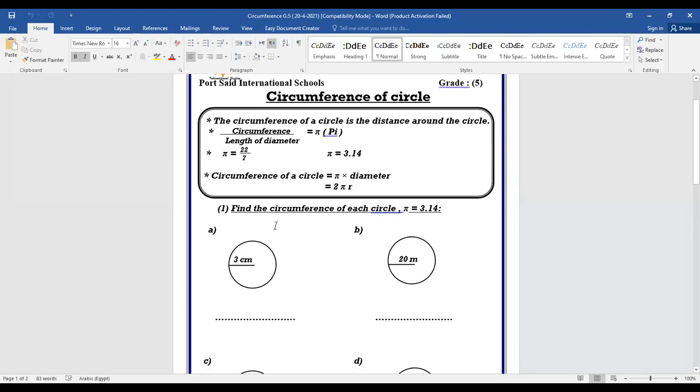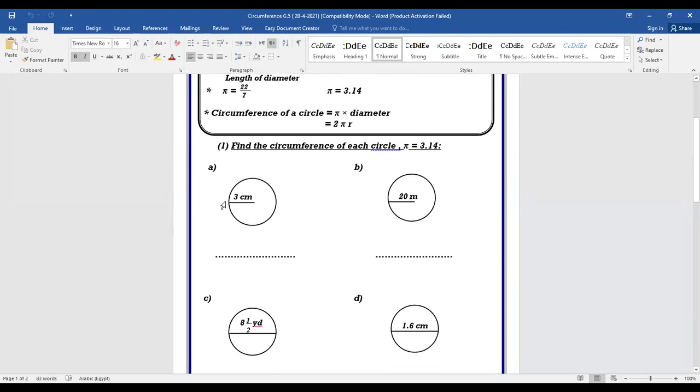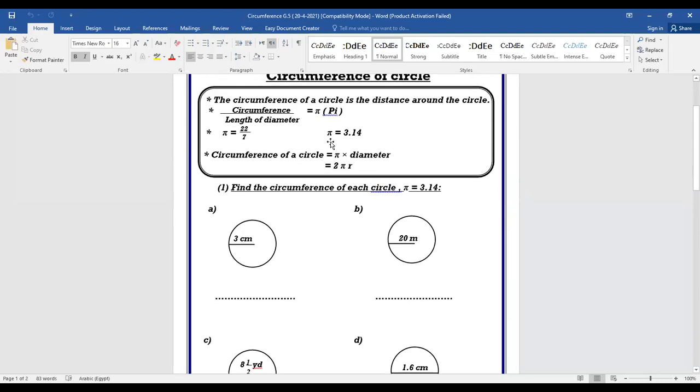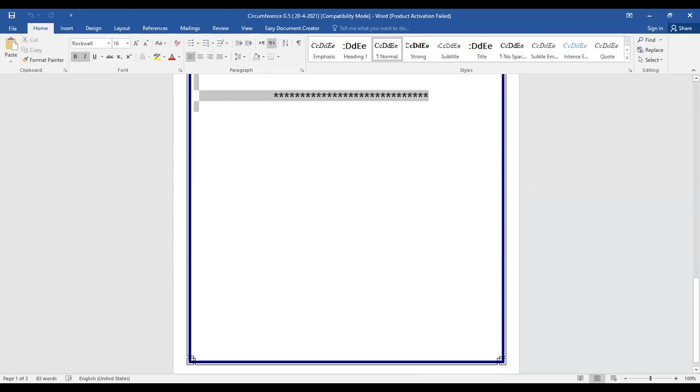Okay, now in our sheet, again quickly, if you have diameter, multiply the length of diameter by 3.14. If you have radius, multiply 2 by the length of the radius, multiply 3.14. And we said pi is a constant value, it's always 3.14. Examples.